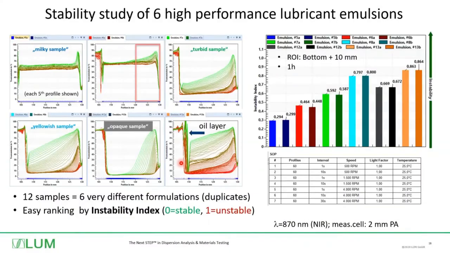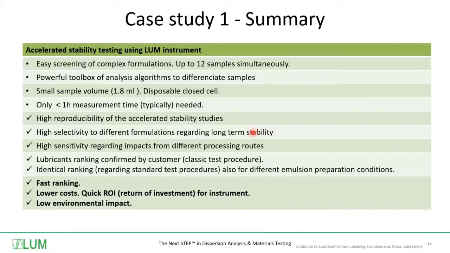We apply again our instability index algorithm. That means we have the same region of interest applied to all samples as before. And now we see that we get here a nice ranking between the different samples. It's going up and down a little bit because the order of the samples is with increasing sample number. Lubricants ranking is confirmed by customers, not shown here. We get identical ranking regarding standard test procedures also for different emulsion preparation conditions.